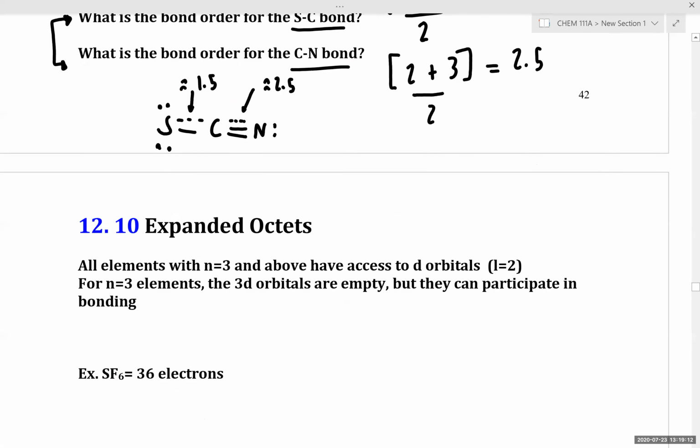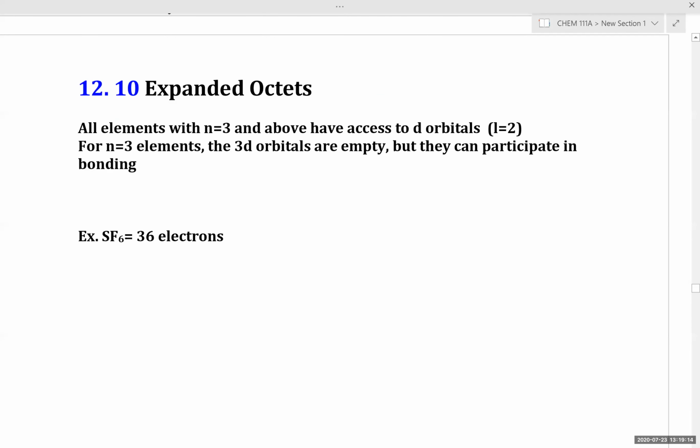Okay, so let's keep going now and let's talk about expanded octets. In expanded octets, for elements in N equals 3 or the third row, you can use the periodic table for electronegativity. But yes, for this chapter, the electronegativity chart that I provided at the beginning of this chapter and last chapter would be very useful to have handy.